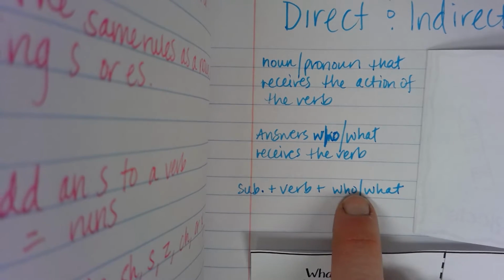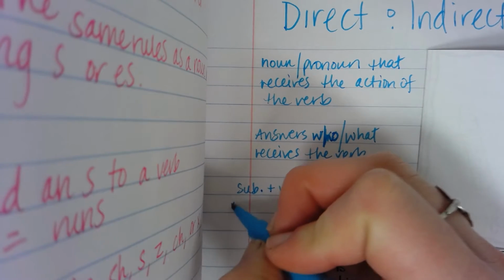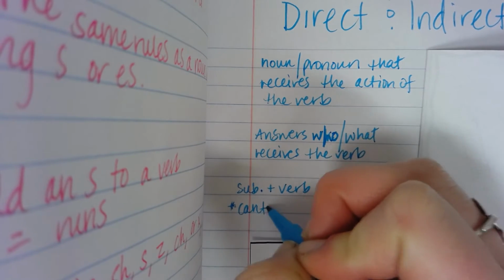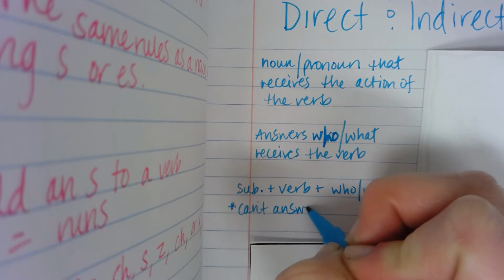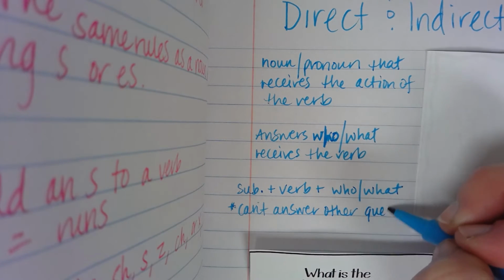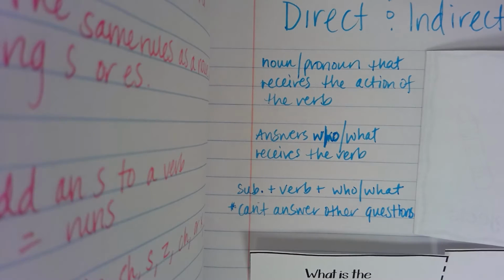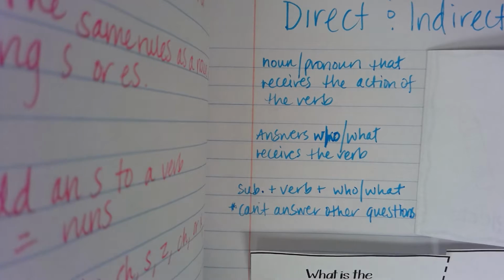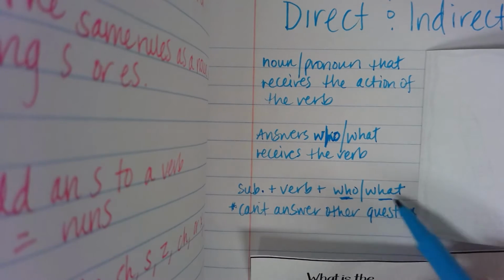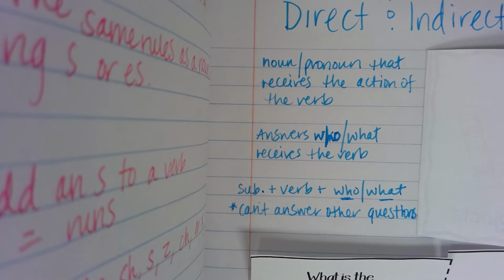I'm going to write that in. Can't answer other questions like where or when or how. If it answers any of those, it is not considered a direct object. Just who or just what. Okay, so now let's look at the examples down below. And we're just going to fill out the top flaps of each of the sentences here and find the direct object.